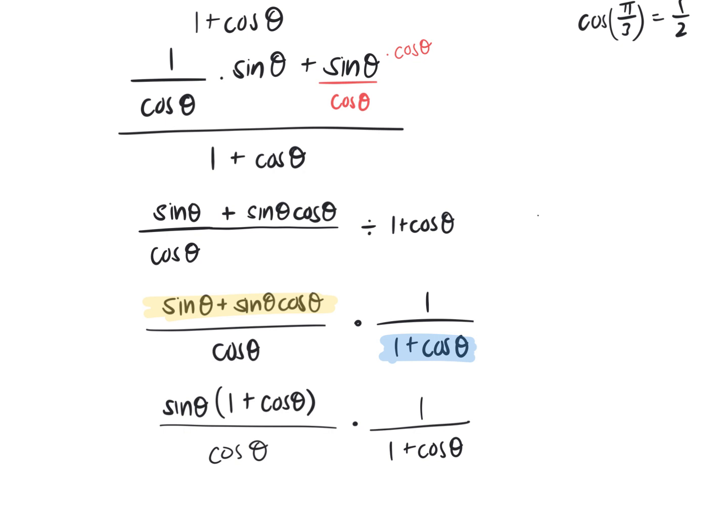So now what happens? From here, I've got a 1 plus cosine, 1 plus cosine. So I can go ahead and get rid of those. Yeah, the 1 would go away technically, right? And then I've got left over sine theta over cosine theta, which is tangent.